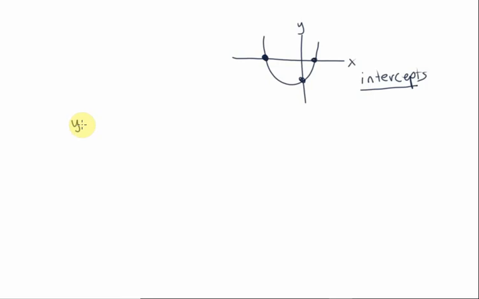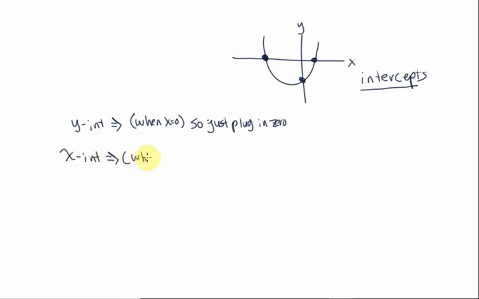But that's not too hard. To find the y-intercept, make sure you write this down. The y-intercept, that's when x equals 0. It's always when the opposite letter equals 0. If I know the x value, I can find the y value. Just plug in 0. That relationship between functions makes this one easy to find. Now to find the x-intercept, that's going to be a little bit more work. That's when the y equals 0.